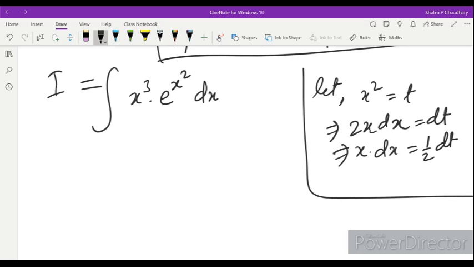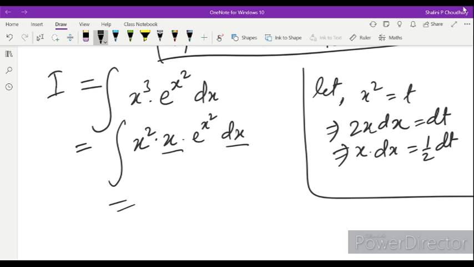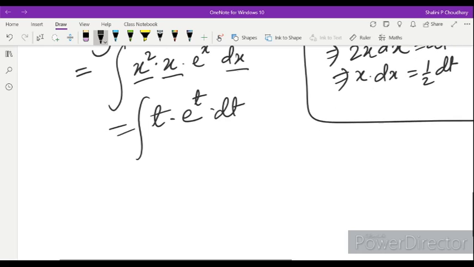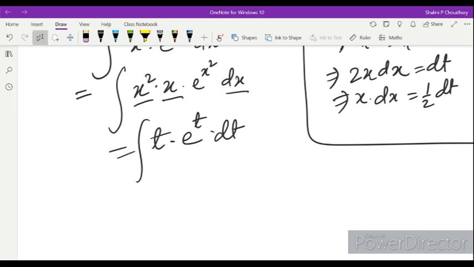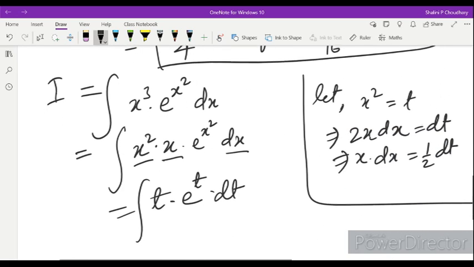Okay, so this way x to the power 3 we can write like this, x square into x, and e to the power x to the power 2 dx. See, x dx will be dt and x square will be t. So this will be t into e to the power t, and x dx will be dt. Fine. Now we have to take t e to the power t. Which one we have to take as u and which one as v?